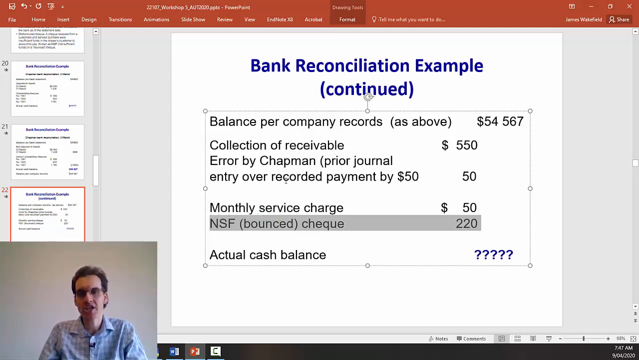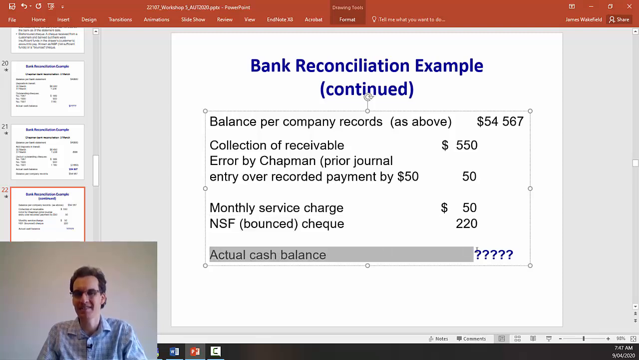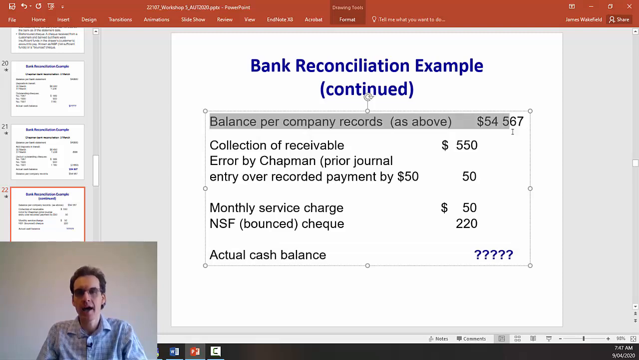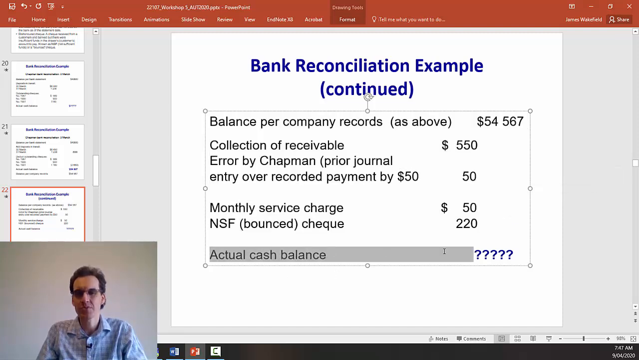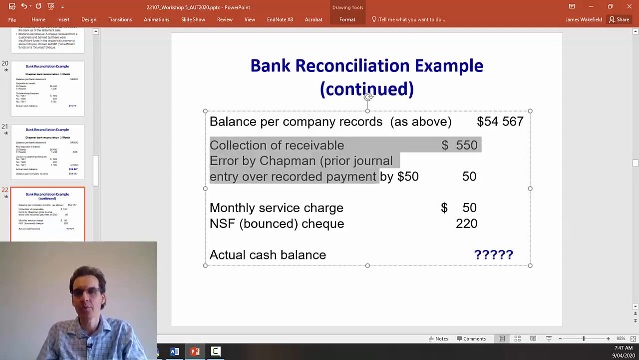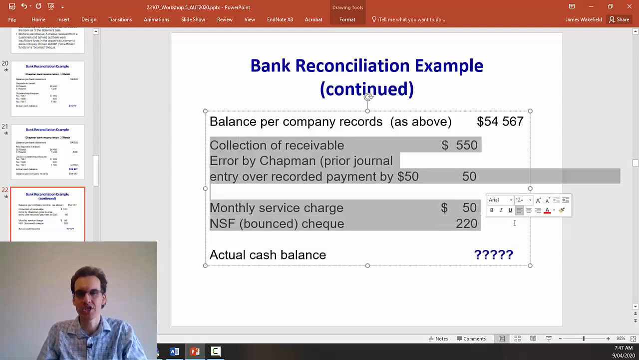So based on all that information that's included here, I would like you to now tell me what the actual cash balance should be that is reflected in the business's T account. So this is the balance prior to the recognition of these missing items and this missing information. What should the actual cash balance be after we incorporate this information? Please calculate that now by pausing the video, and then once you're finished, we'll continue on.